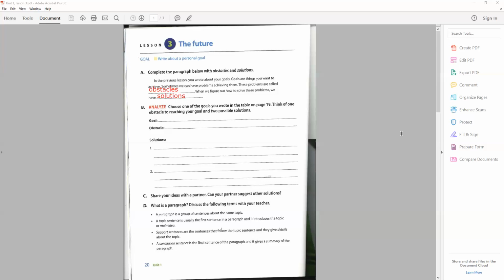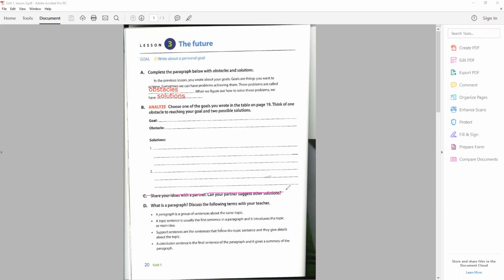Okay, so let's look at C. It says, share your ideas with a partner. Can your partner suggest any solutions? Well, of course, since a lot of ours is over the computer, this is something that you're not going to be able to do at home. However, when you come in on Monday with your class packet, this is something that you and I will discuss, okay?